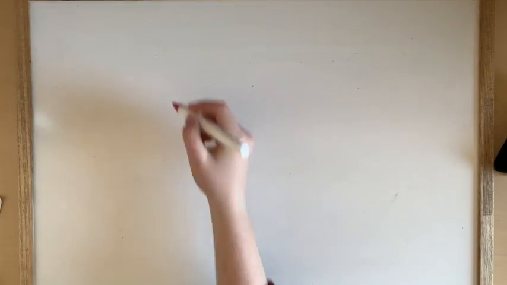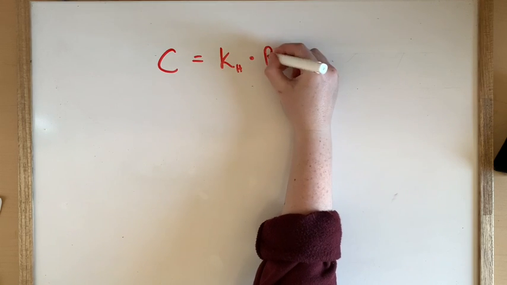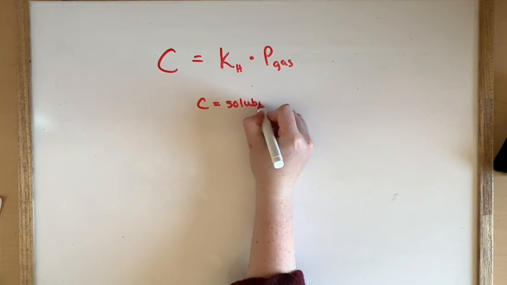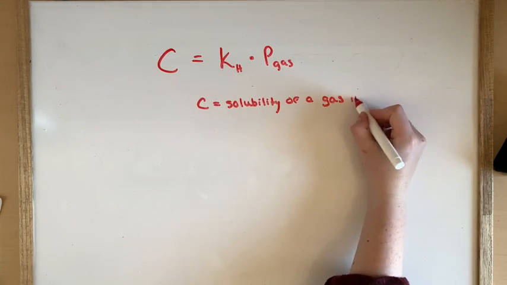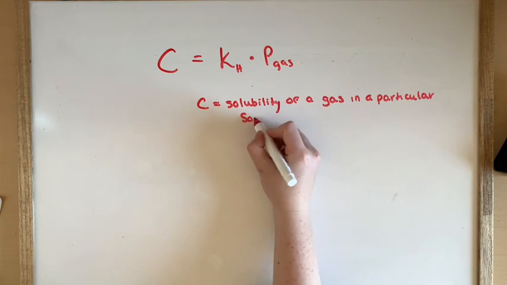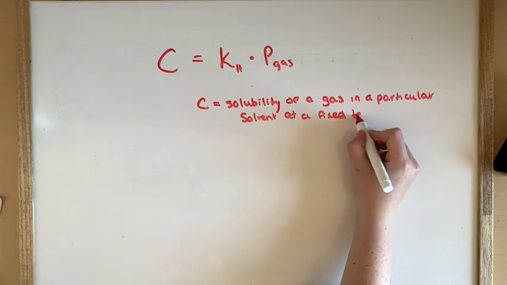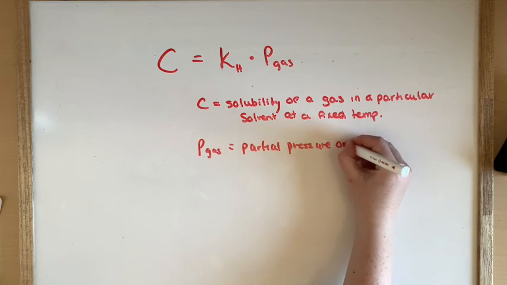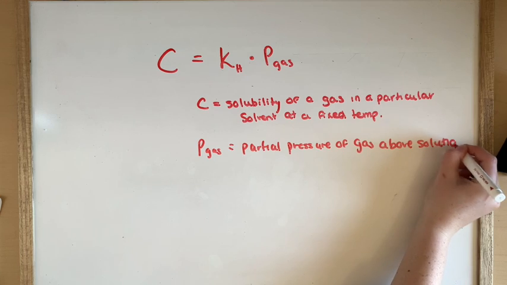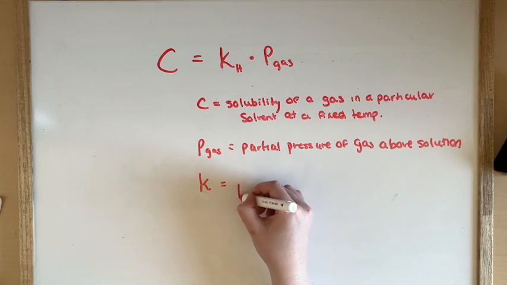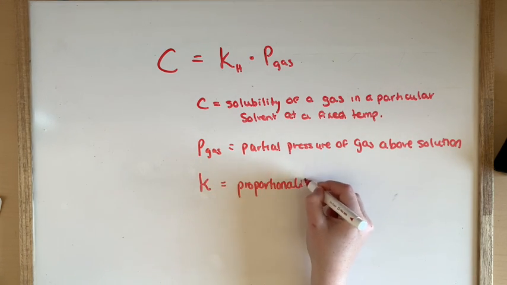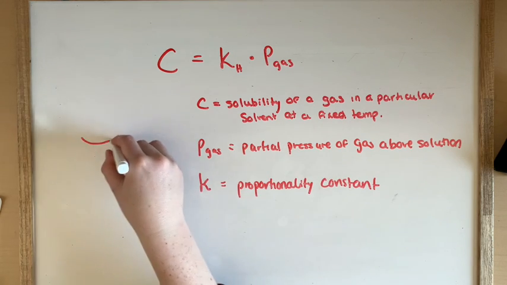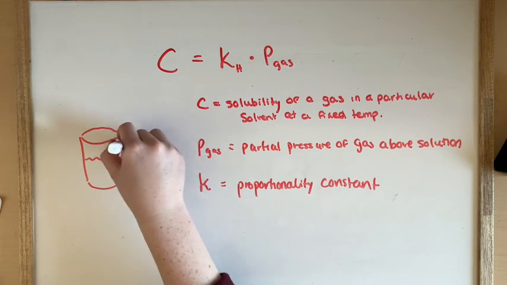So the following equation describes Henry's law. It's C is equal to K times P gas. So C is the solubility of a gas in a particular solvent at a fixed temperature. P gas is the partial pressure of the gas above the solution. And then finally we have K, which is the proportionality constant, and it can also be referred to as Henry's constant. So here's just a little diagram.